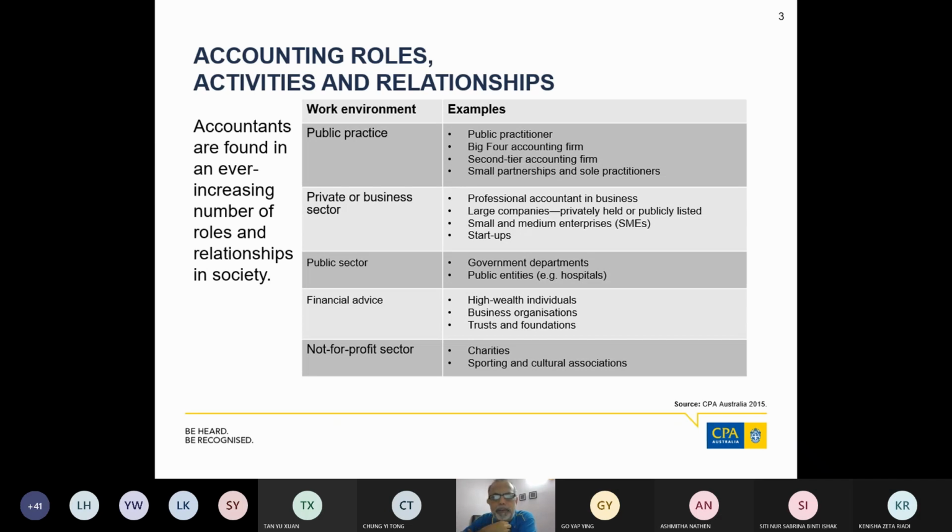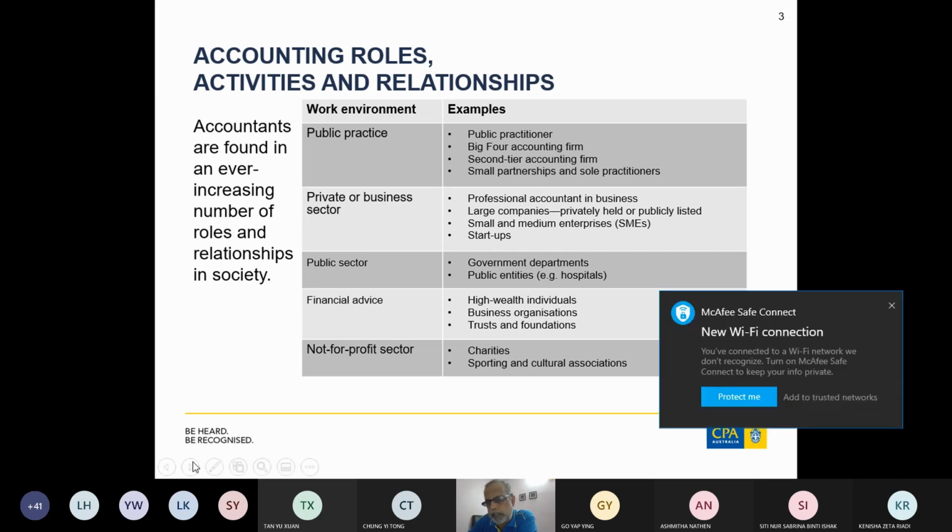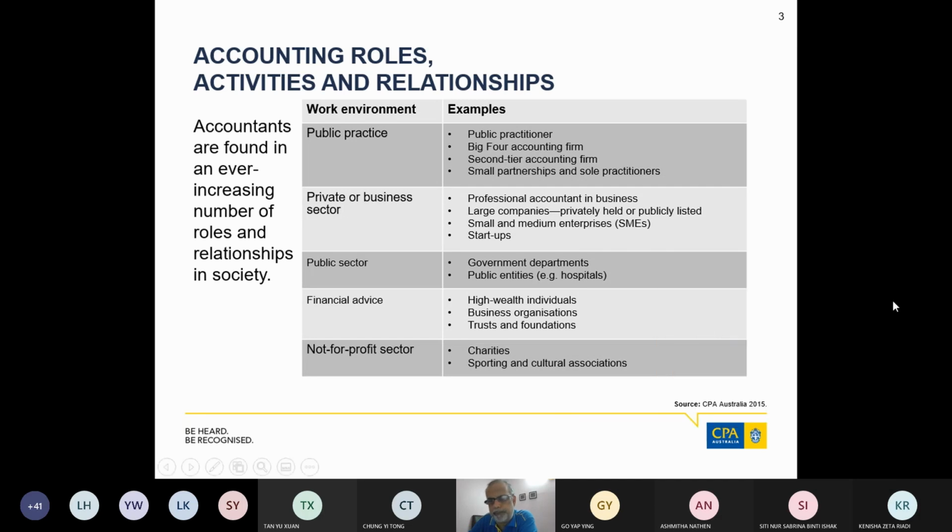For public practice, you have many different levels of firms. I think you will know this when you go for internship. You have the big four firms: Ernst & Young, KPMG, Deloitte, and Pricewaterhouse. Then there are many others, the second tier firms. And then we have the small partnerships and sole practitioners.